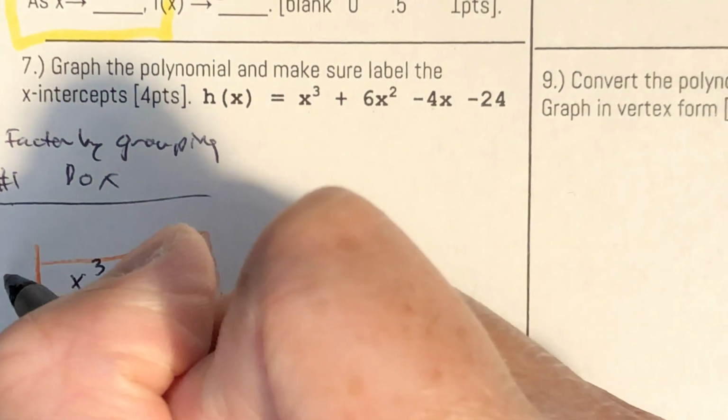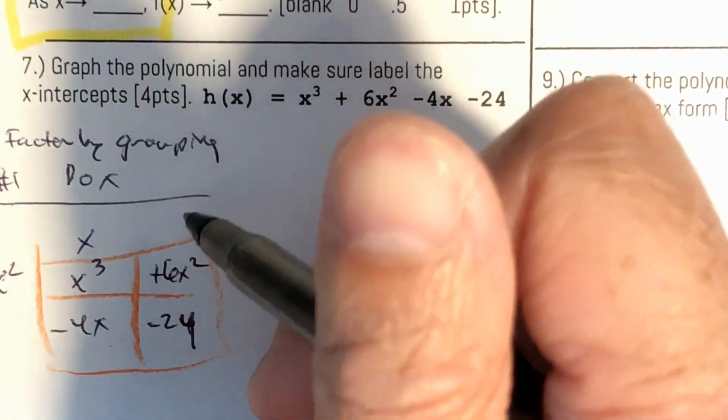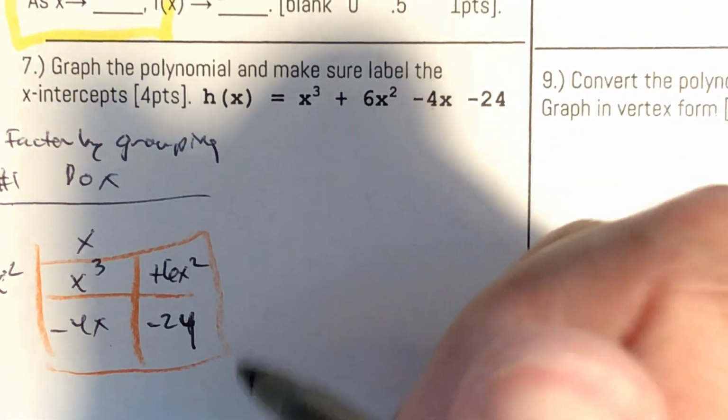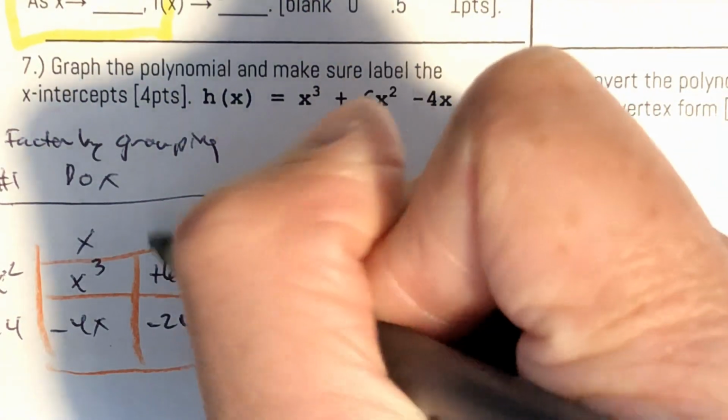Greatest common factor here would be x squared. Greatest common factor is x. Greatest common factor here, I'm not sure if it's going to be a positive or negative 6. So I'm going to go over here and I realize that this is a negative 4. So this one has to be a plus 6.